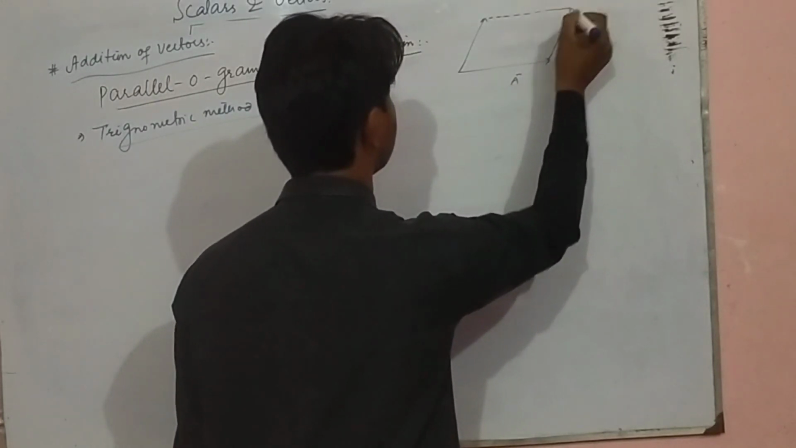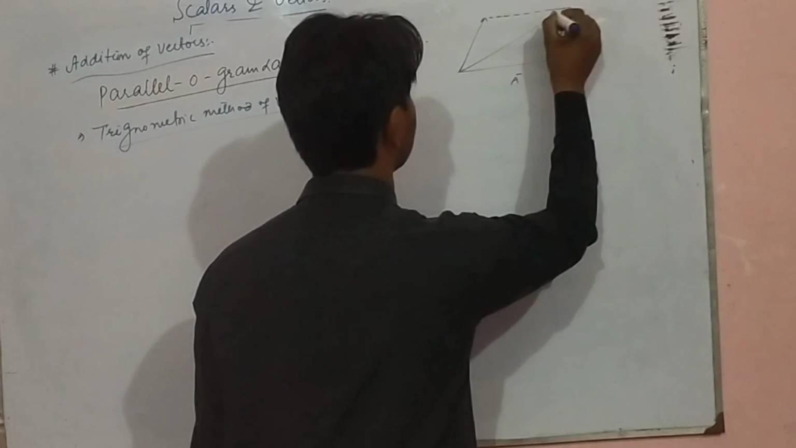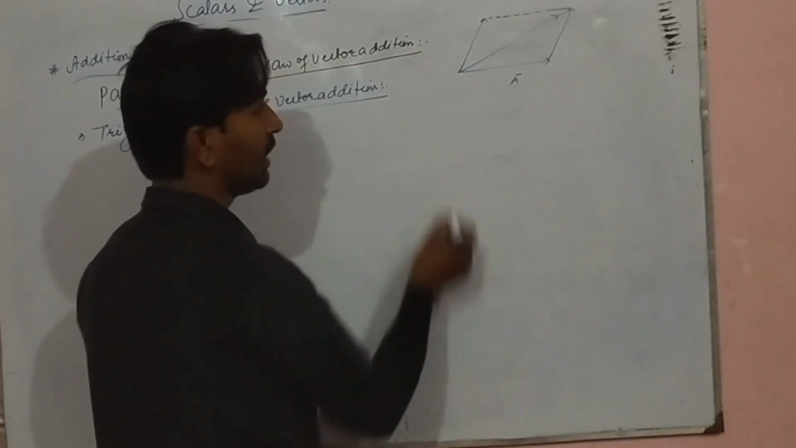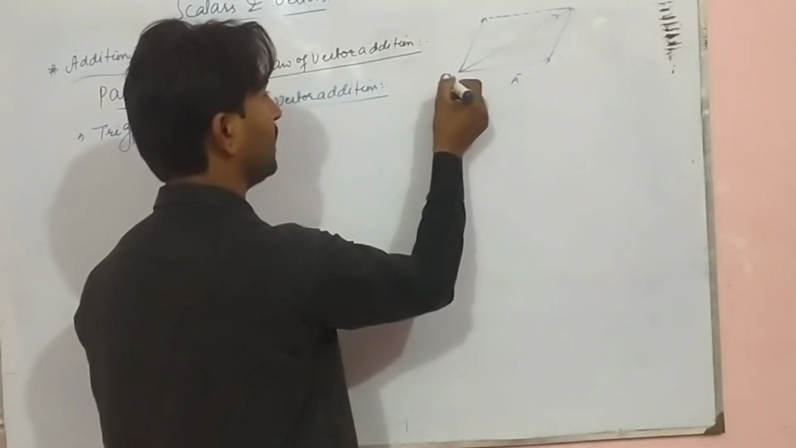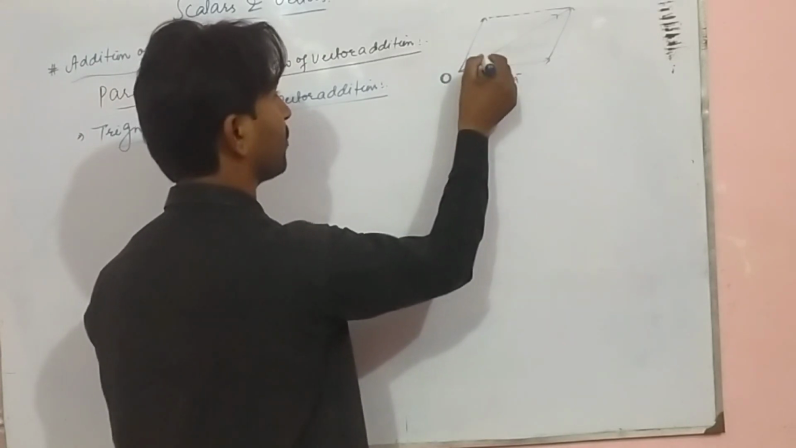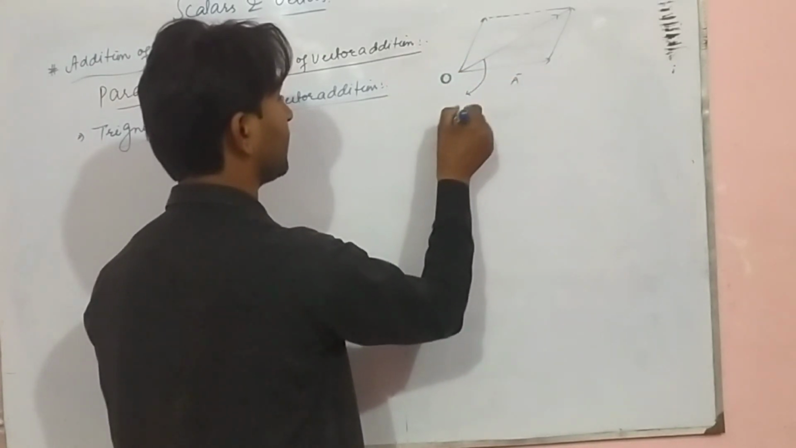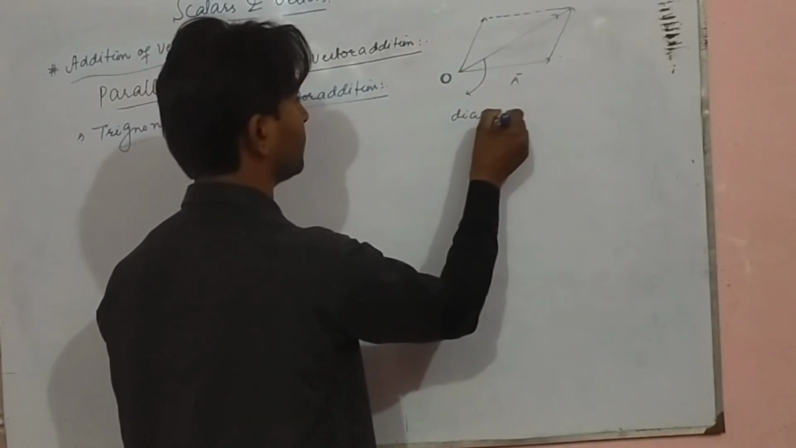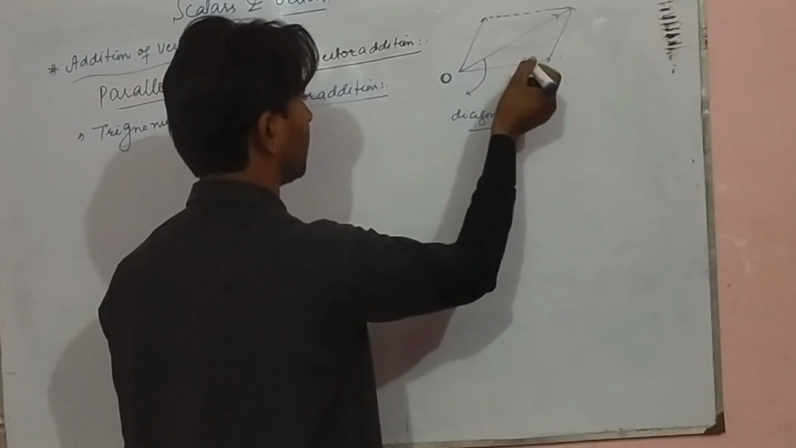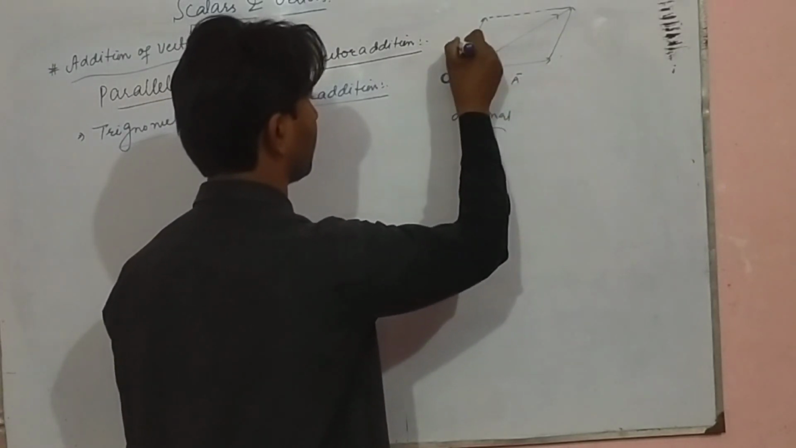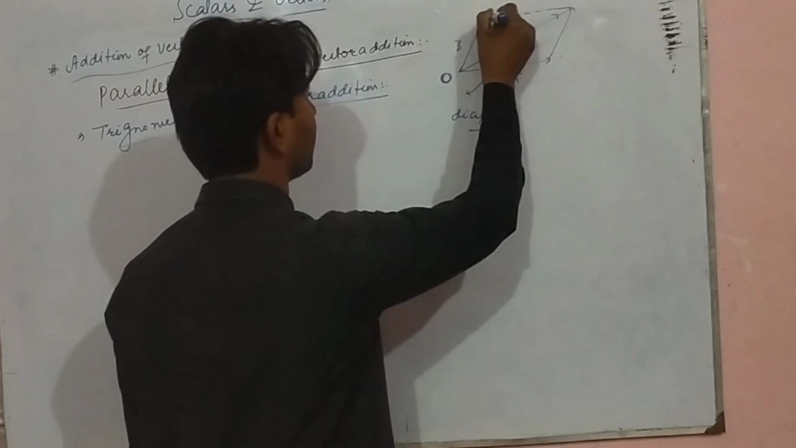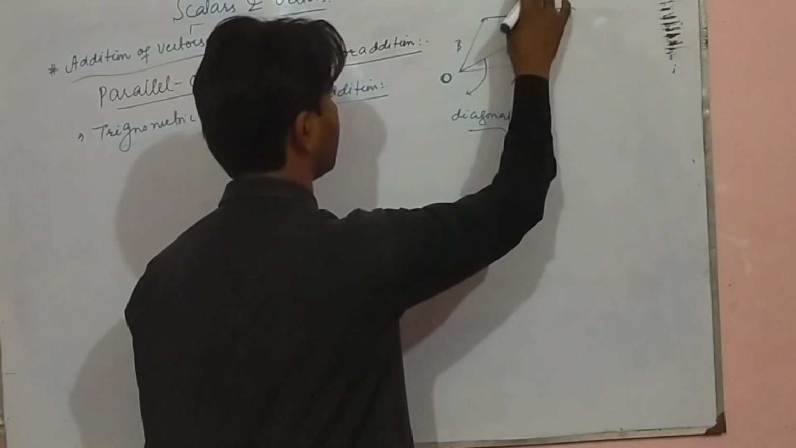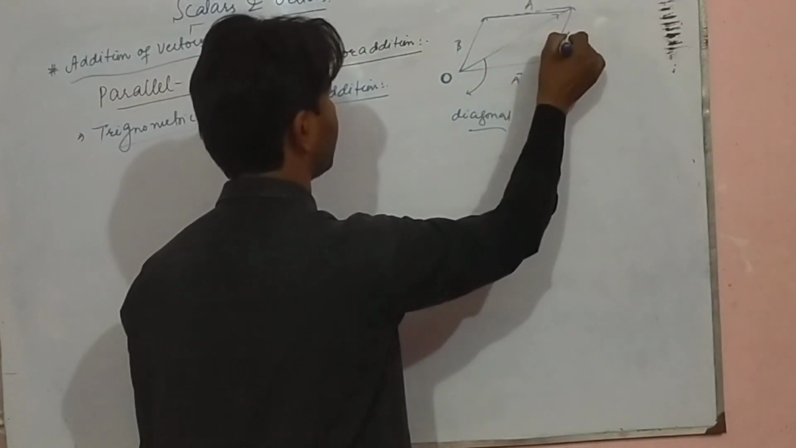What is the resultant? Resultant is diagonal. This is the resultant, and the resultant starts from the origin. This is the origin. So this is the resultant. Resultant is diagonal. Okay. This is A, this is B, and this is again A, and this is B.